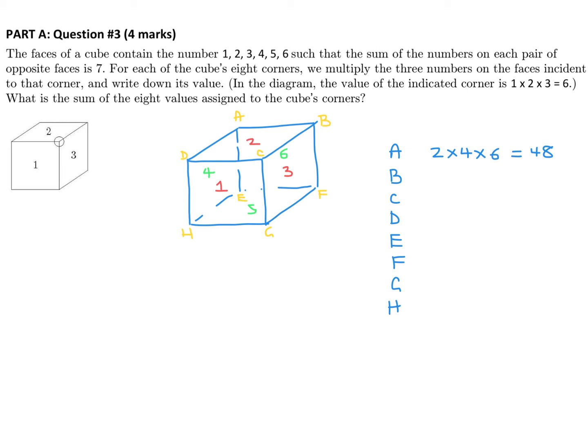So that means B is equal to 2 times 3 times 6. So that is 36. And then the other ones, you guys can do them. I'll just write them out. C is 1 times 2 times 3, which is 6.